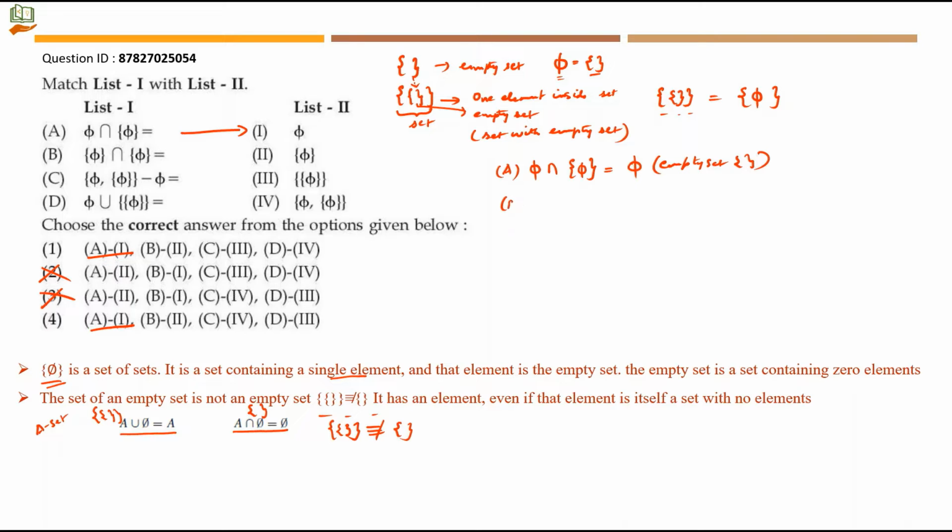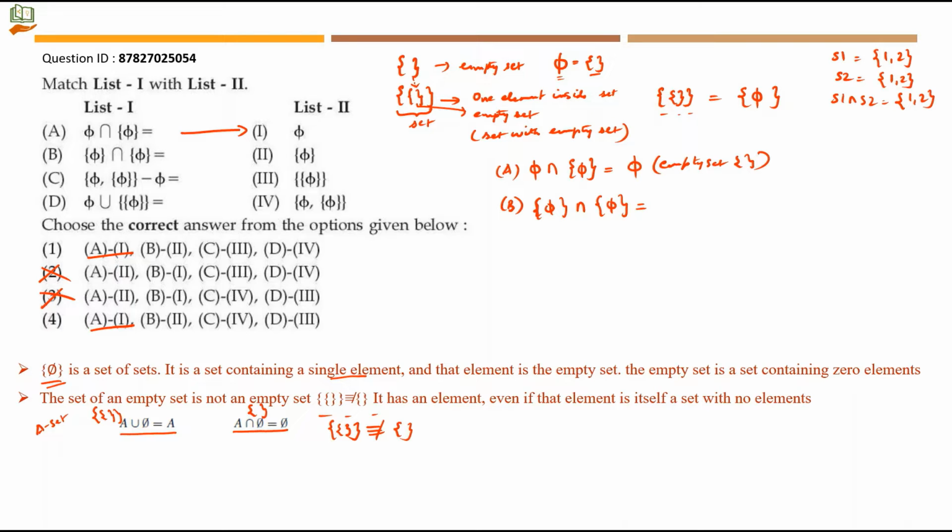Now let's go for B. A set with empty set intersection a set with empty set. So both the sets are actually the same. Let's take for example S1 is equal to the first set 1, 2 and S2 is equal to the second set that is also 1, 2. What is S1 intersection S2? It is 1, 2 again.